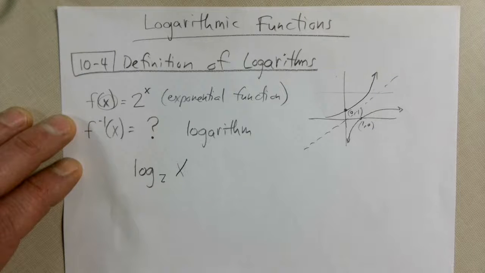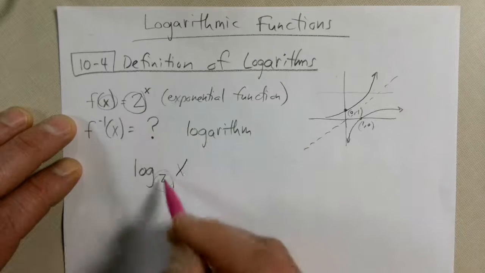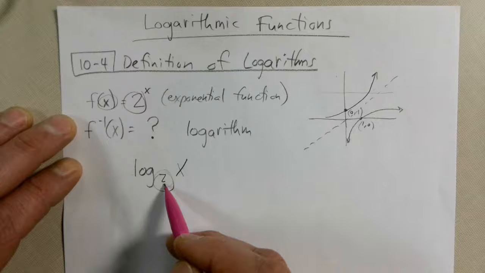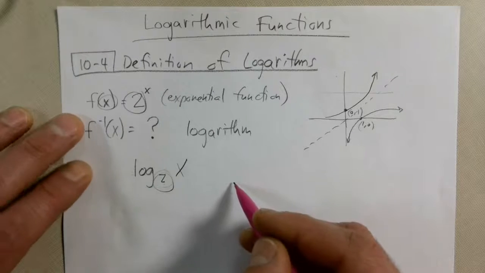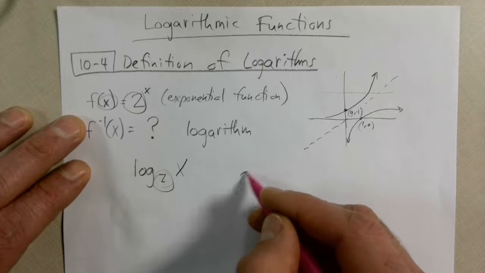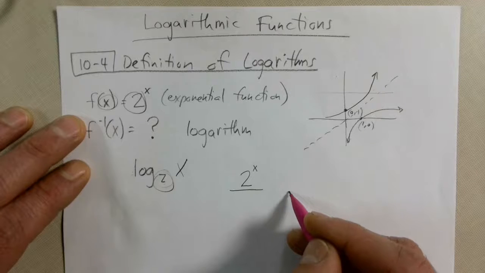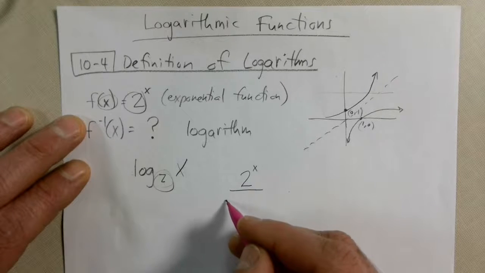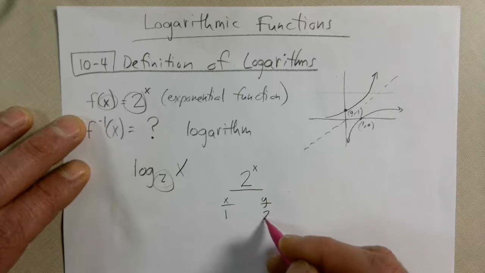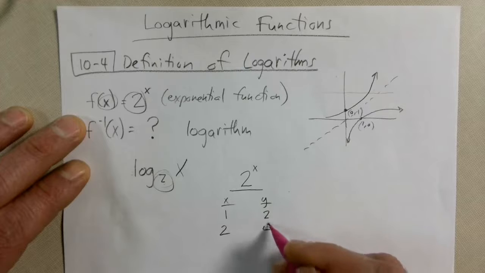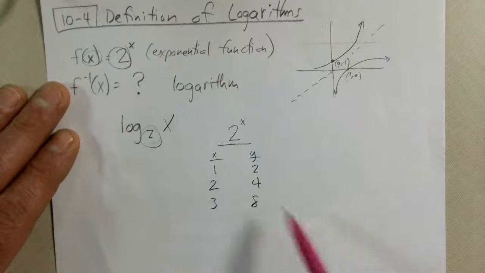Wow, okay, look at that. You can read it two different ways. You have to have the base. See, there's the base: the log base 2 of x. So, let's look at this with some actual numbers. If I take 2 to the x power and put my x and my y, if I plug in 1, I get 2. If I plug in 2, I get 4. If I plug in 3, I get 8.